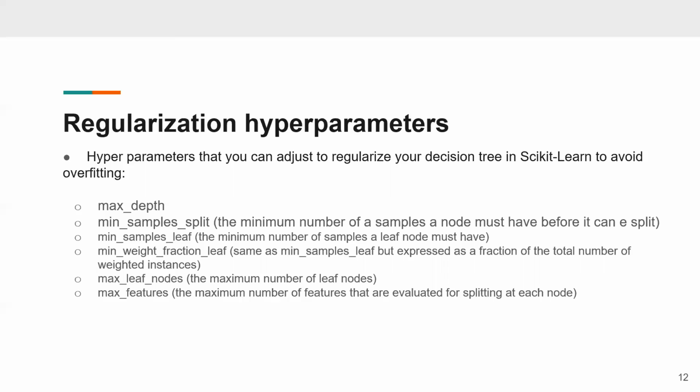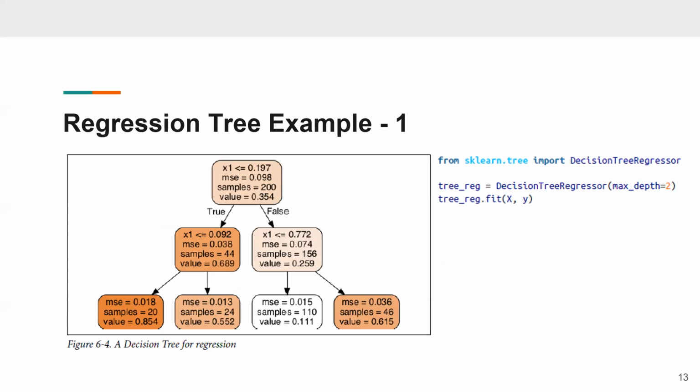That helps you to regularize your decision tree. So here, this is an example from a regression tree. You can use sklearn.tree import DecisionTreeRegressor, and then use max depth equal to 2 to fit a regression tree. The data used here is from the iris data, and it only takes the third and the fourth columns, which turn out to be petal length and petal width.